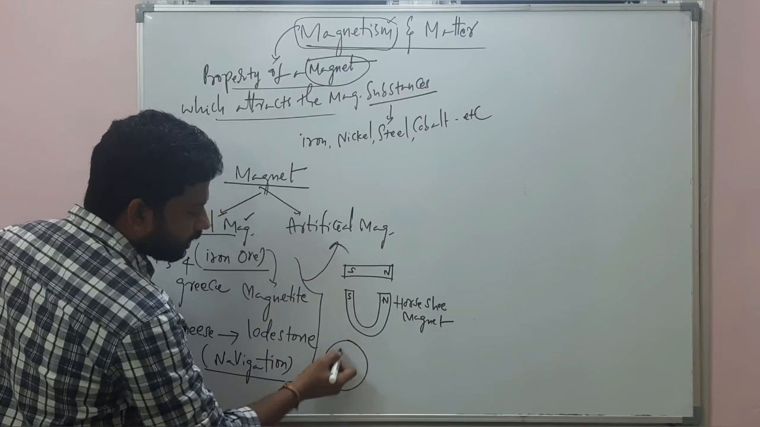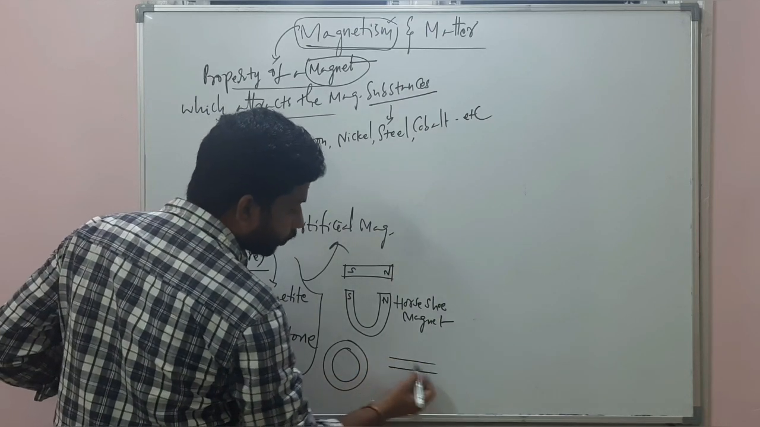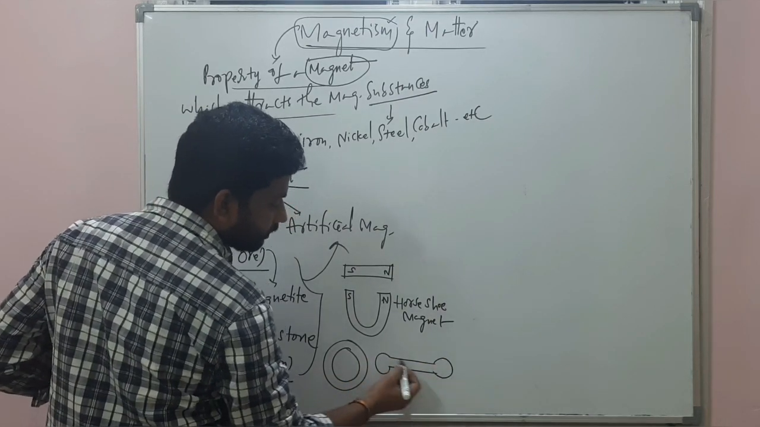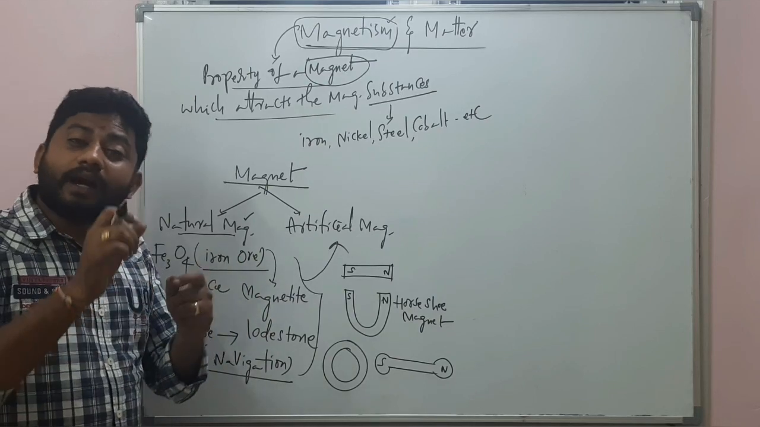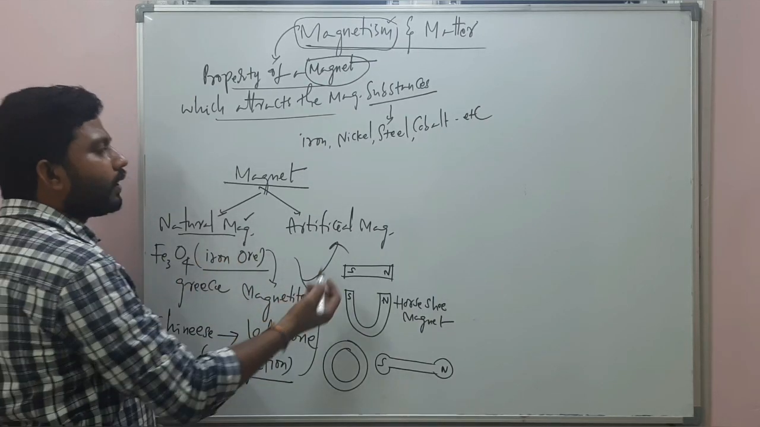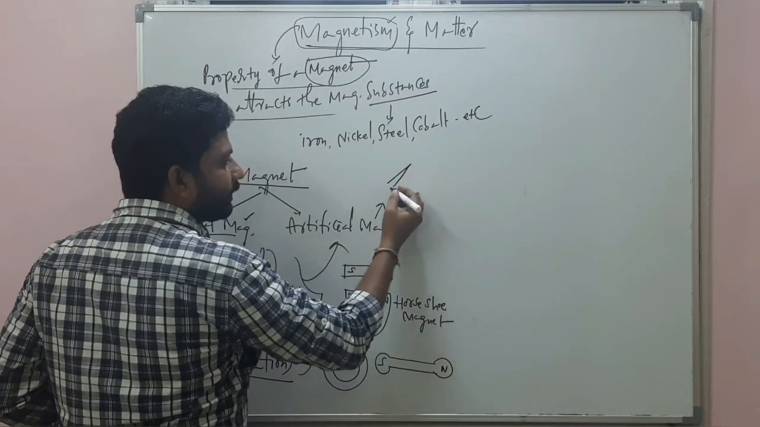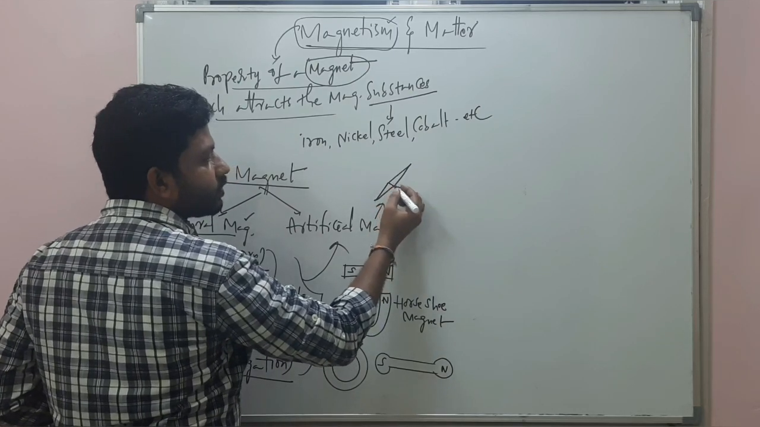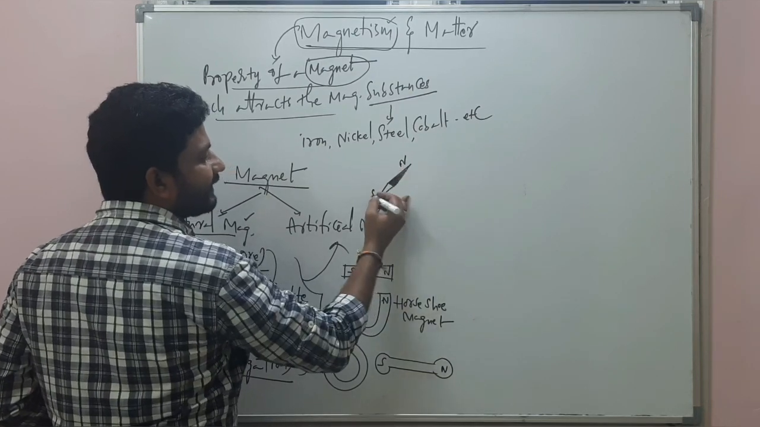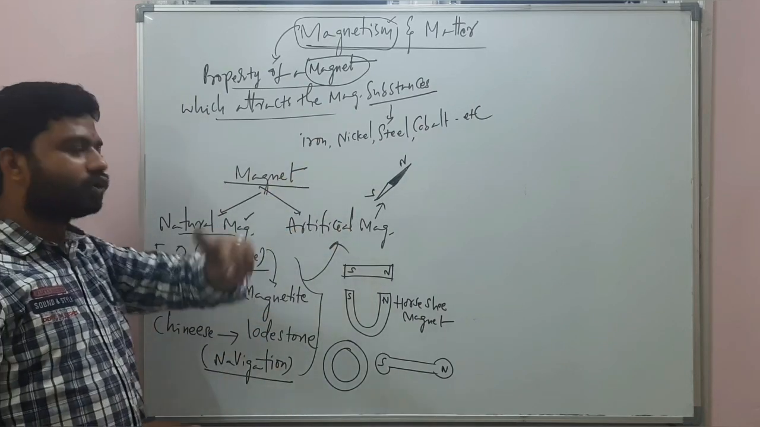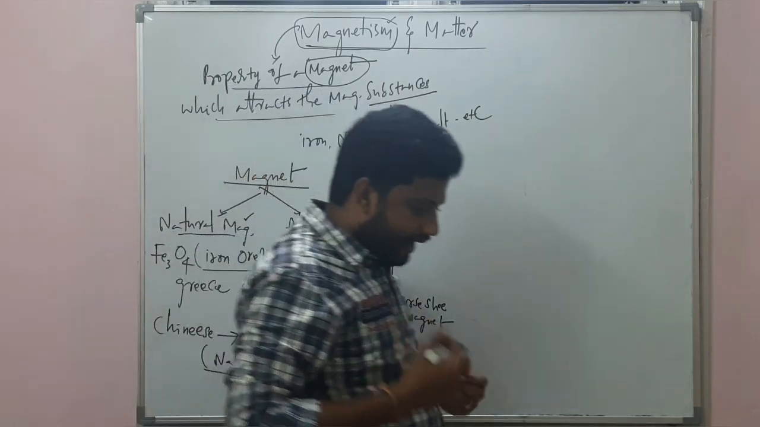There are some ring shaped magnets, and there are some dumbbell shaped magnets also available, depending on our requirement. And even you might have seen a compass needle or a magnetic needle that also comes in the category of artificial magnet. A magnetic compass will be like this. The dark one is the north pole, the other side is the south pole. So magnetic compasses also come under artificial magnets. These are the categories of magnets, natural and artificial.